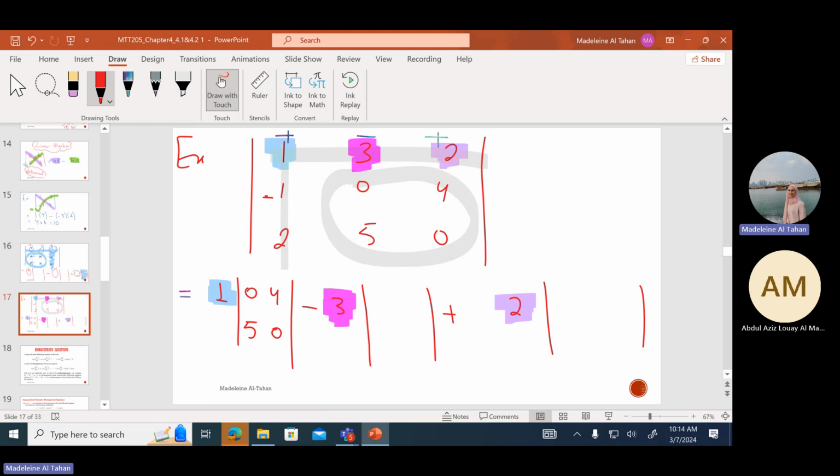For the second one, the 3, what should we cover? What are we left with? -1, 4, 2, 0. For the last one, what should we cover? What are we left with? -1, 0, 2, 5. What did we get? We got submatrices, the determinants of 2 by 2 matrices. Do we know how to find each of them? Okay, so let's find each of them.